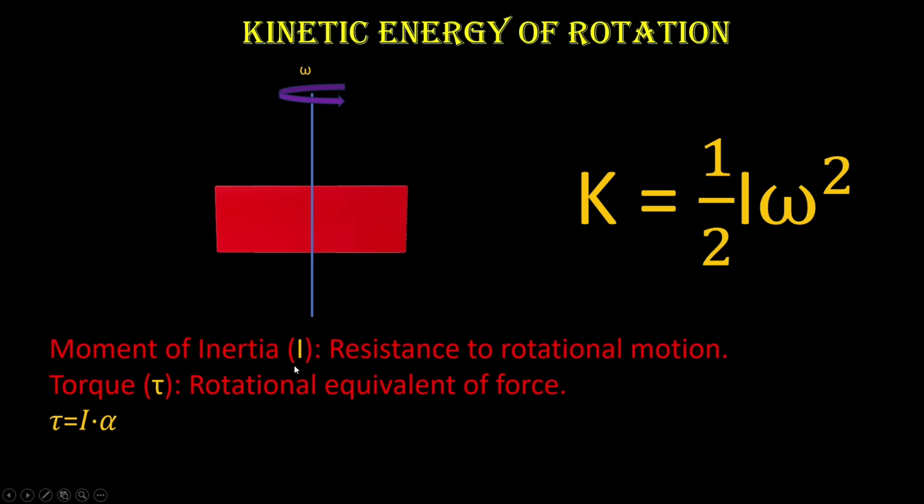The moment of inertia, what is the physical significance of it? This is the resistance to rotation or rotational motion. And torque tau is the rotational equivalent of force. And we have the relationship: torque tau equals moment of inertia times angular acceleration.